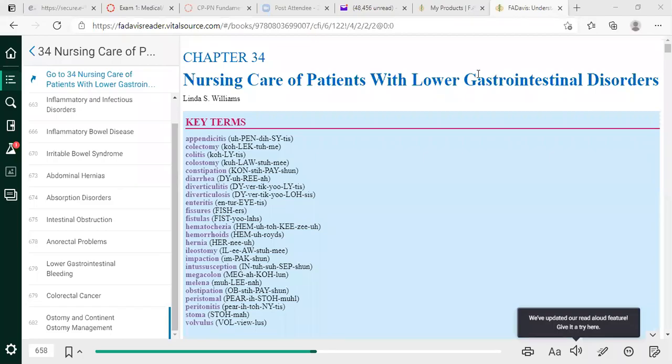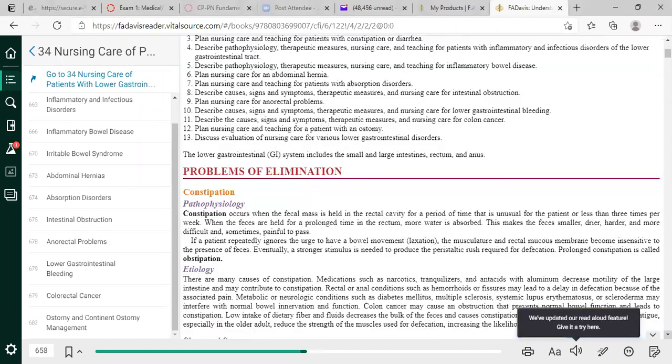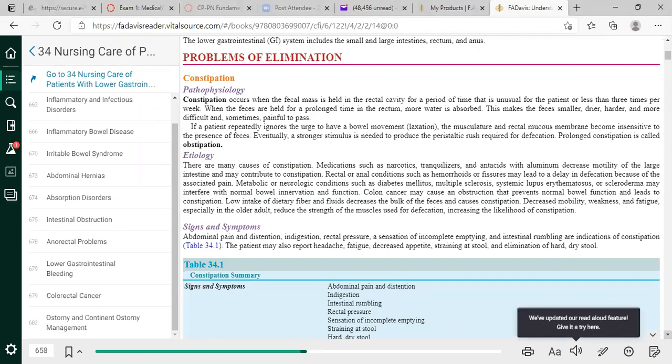Chapter 34 talks about nursing care of patients with lower gastrointestinal disorders, and it's talking about constipation. Constipation is when feces are held for a prolonged time in the rectum. More water is absorbed. This makes the feces smaller, drier, harder, and more difficult and sometimes painful to pass. There are several causes of constipation.